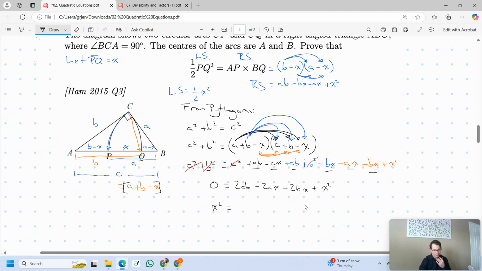Okay, now we reorganize this to be X squared is equal to. So basically I'm going to fling all of this to the other side of the equation, and fling this to the other side of the equation, so that I get negative 2AB minus 2AX minus 2BX. Okay? Okay, cool. All right.